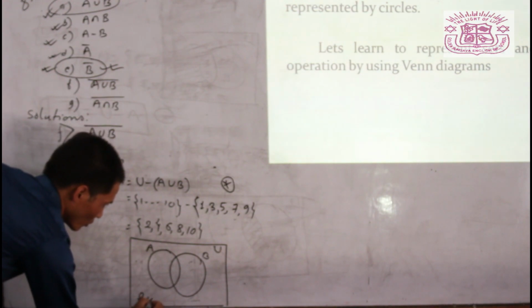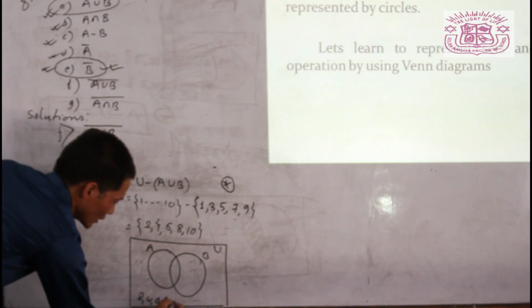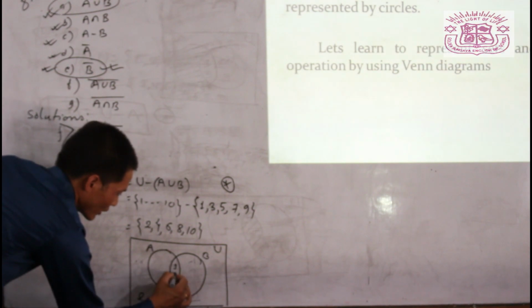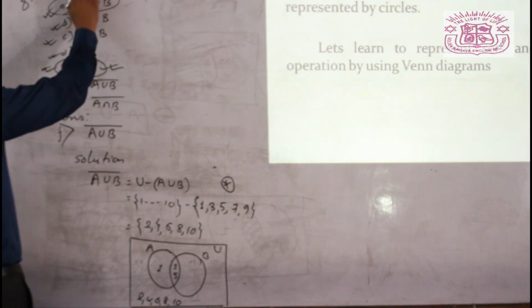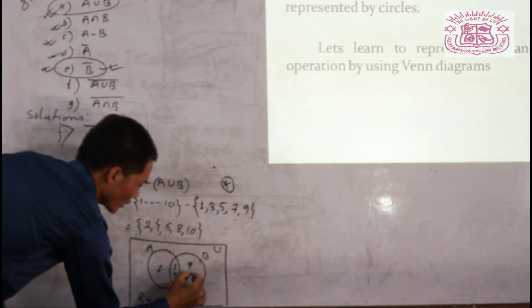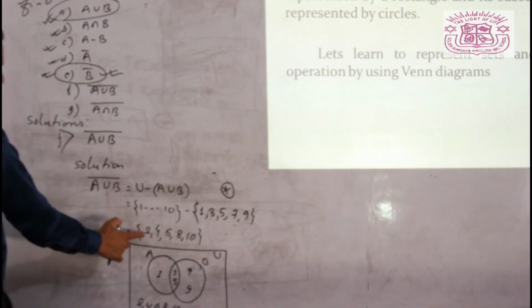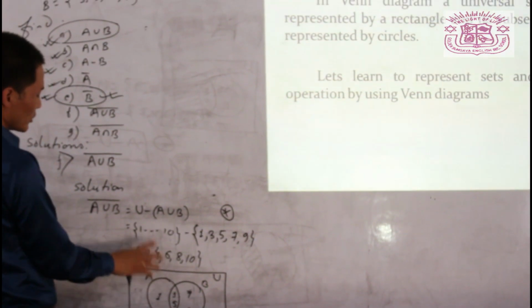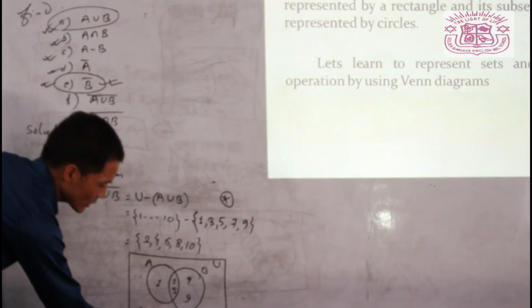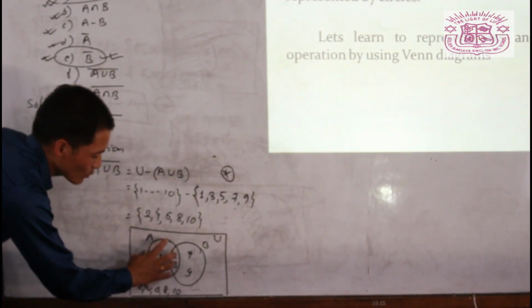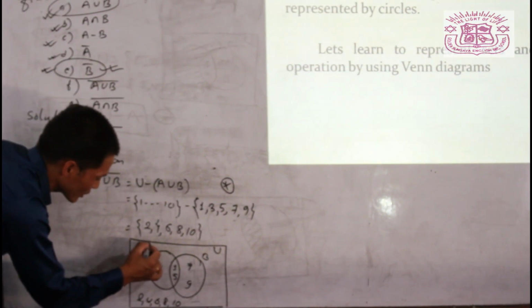Two, 4, 6, 8, 10. 3 and 5, these are common in both sets. 1 here, and B means 3, 5, 7, 9. So 2, 4, 6, 8, 10 means these all elements are outside the circle. So we just make the shadow outside.